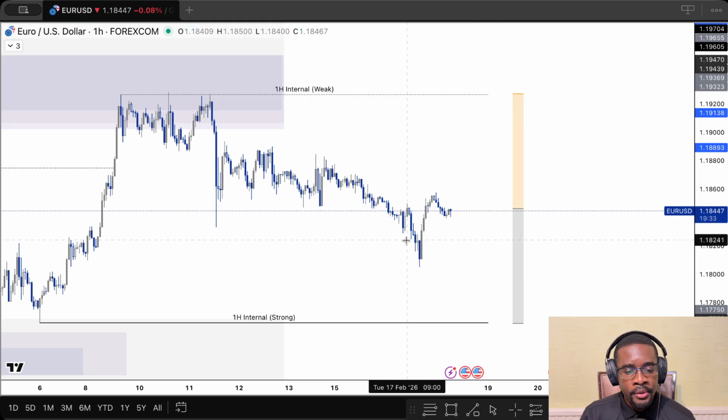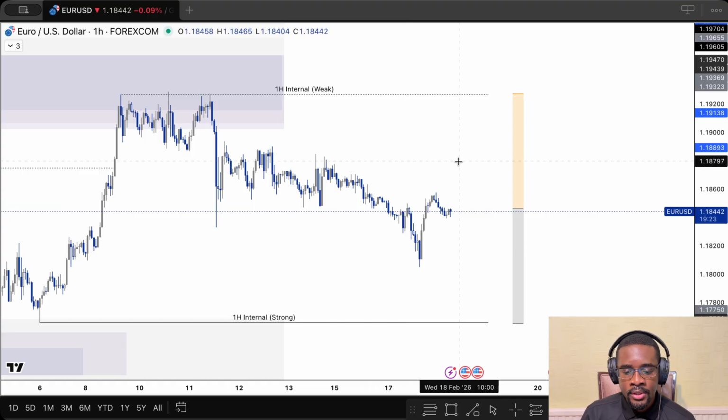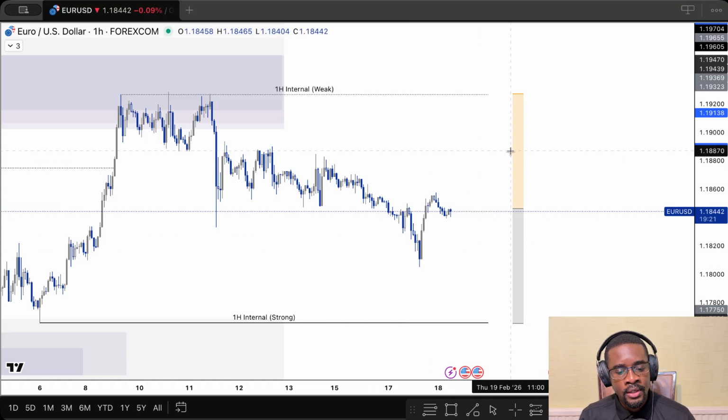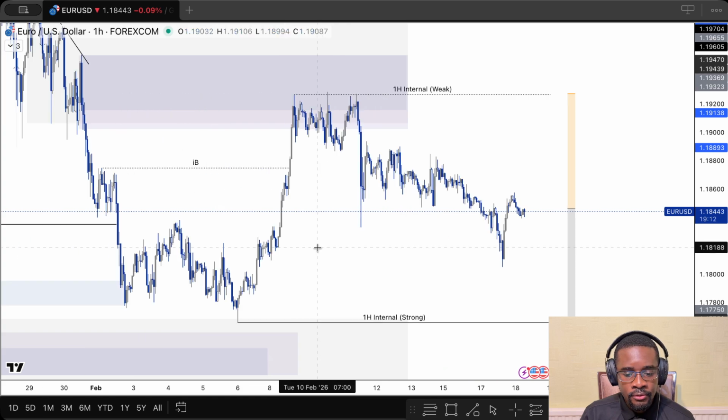So it's also good because that then aligns with the higher time frames. Our 4-hour and our daily internal and swing, they are bullish. So once we start getting bullish price action, then we are very much aligned with higher time frames. So that's it for the Euro USD.